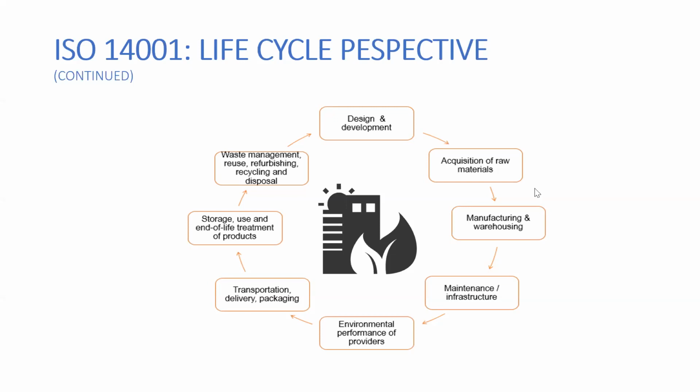That's why it is mentioned here that you need to consider all these processes. For example, what are the aspects during design and development of my product? What are the aspects when we have the raw material available, what are the aspects when we are going to manufacture or store our product, and what are the aspects when we are doing the maintenance activities or from our infrastructure? For example, if our infrastructure contains asbestos sheets, definitely it is going to have a negative impact.